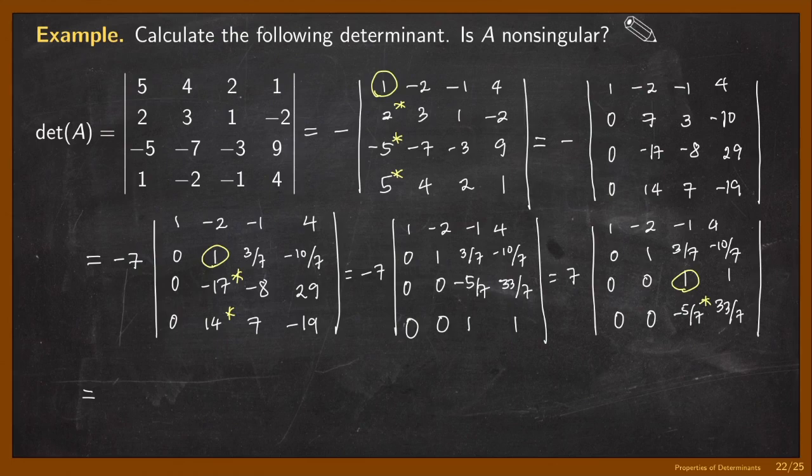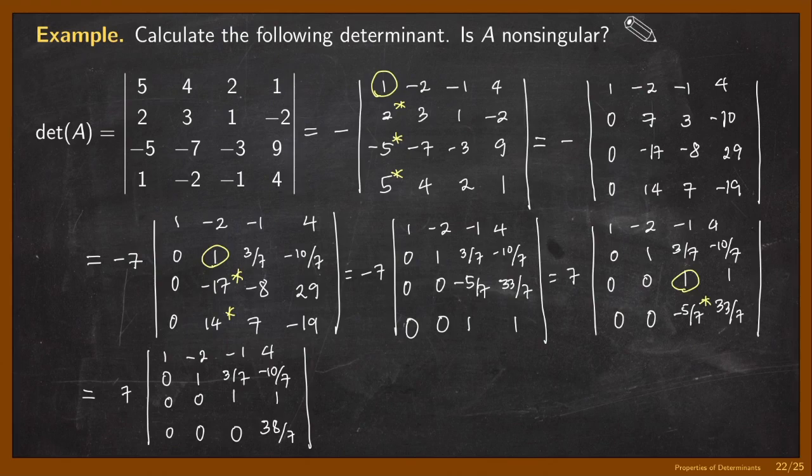Okay, so let me do the calculation for you once again. This is the resulting matrix upon doing the elimination. As you can see, the matrix is now upper triangular. So the determinant will just be the product of the main diagonal entries, but most of them are ones. So the determinant is just 7 times 1 times 1 times 1 times 38 over 7. So all in all, the determinant is 38.